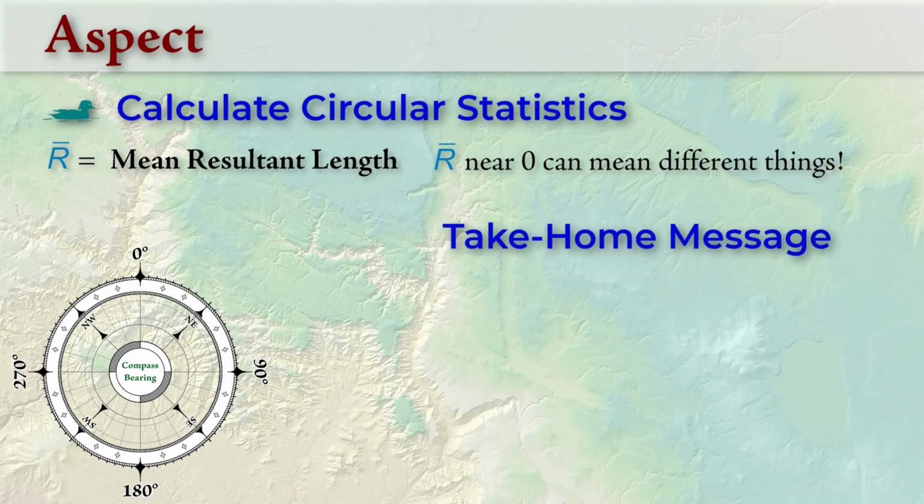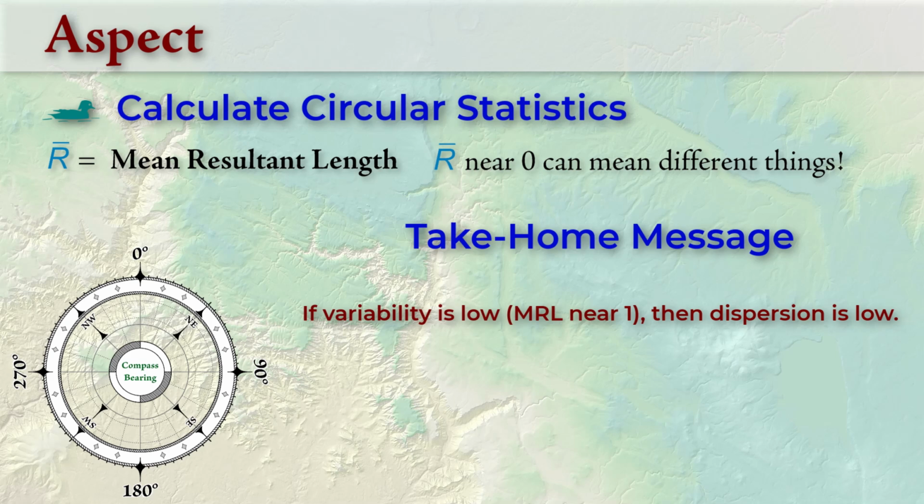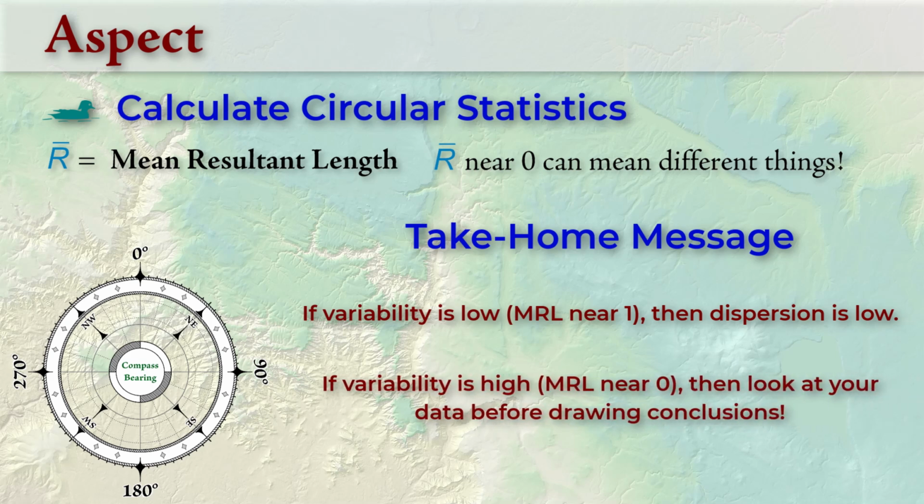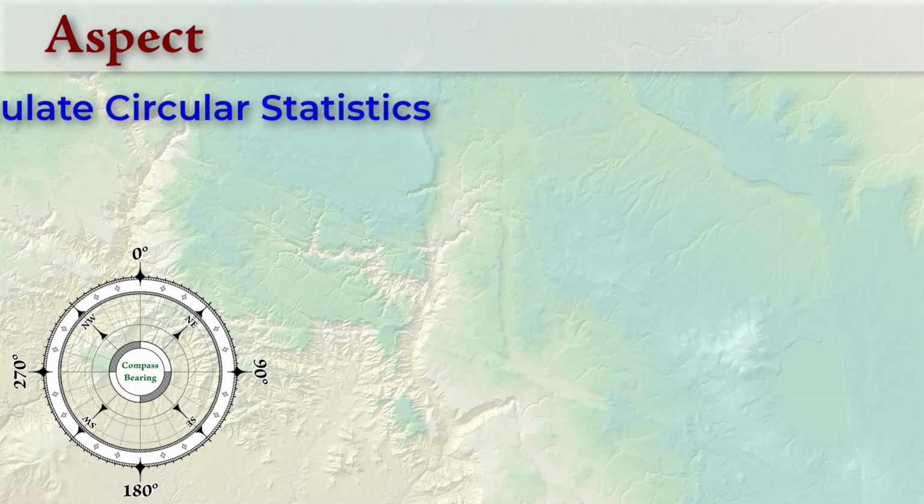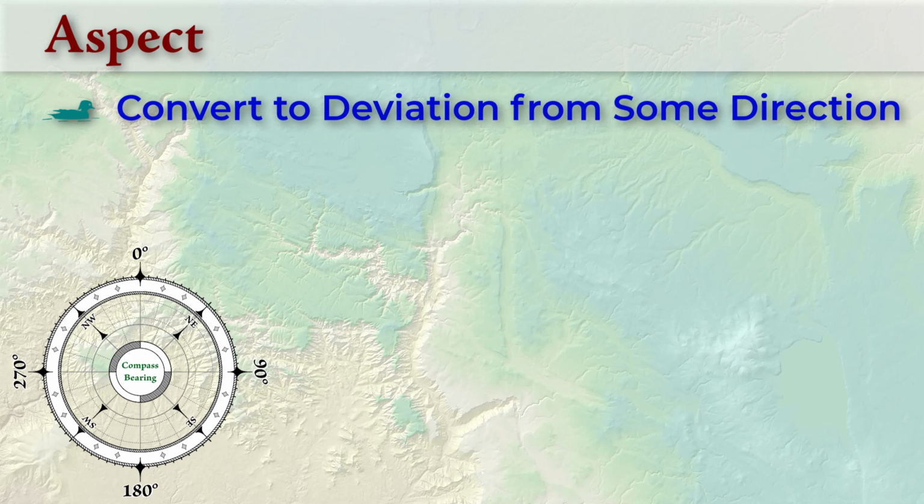So if you have high variability in your direction values, then you should consider this to be a time when you definitely want to look at your data before you start drawing passionate conclusions from your statistics. Now, there's other things we can do with aspect other than calculate circular statistics.